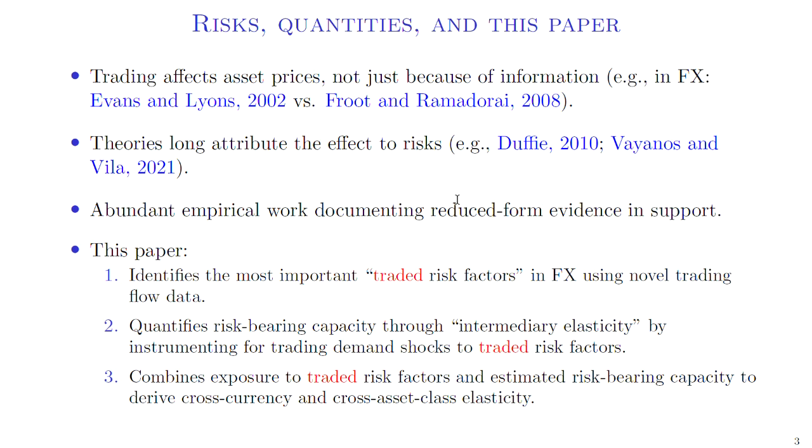Now, there's also abundant empirical work documenting reduced form evidence that risk indeed matters for this price-quantity relationship. What we do in this paper is three things. First, we identify the most important traded risk factors in FX using novel trading data. In particular, this will be different from the unconditional risk factors that price unconditional expected returns. We're going to detail what that is. Second, we quantify the risk-bearing capacity through the intermediary elasticity by instrumenting for trading demand shocks to these traded risk factors. And three, we combine the exposures to these factors to estimate the risk-bearing capacity and then derive the cross-elasticity between different currencies and between different asset classes.